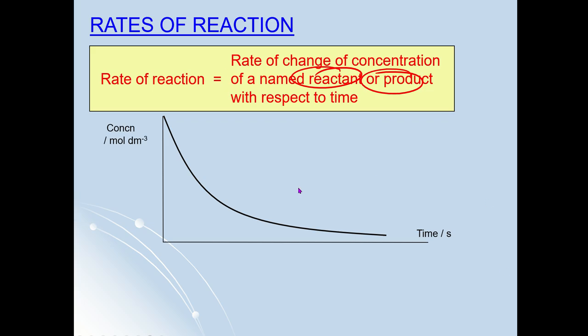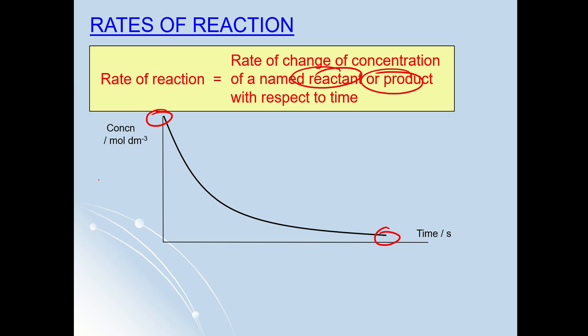So this is of course for a named reactant, because you can see fairly clearly the concentration starts high and the concentration ends low. Obviously the concentration of whatever is being measured is changing over time, and it's decreasing over time. So therefore it is of course a reactant.